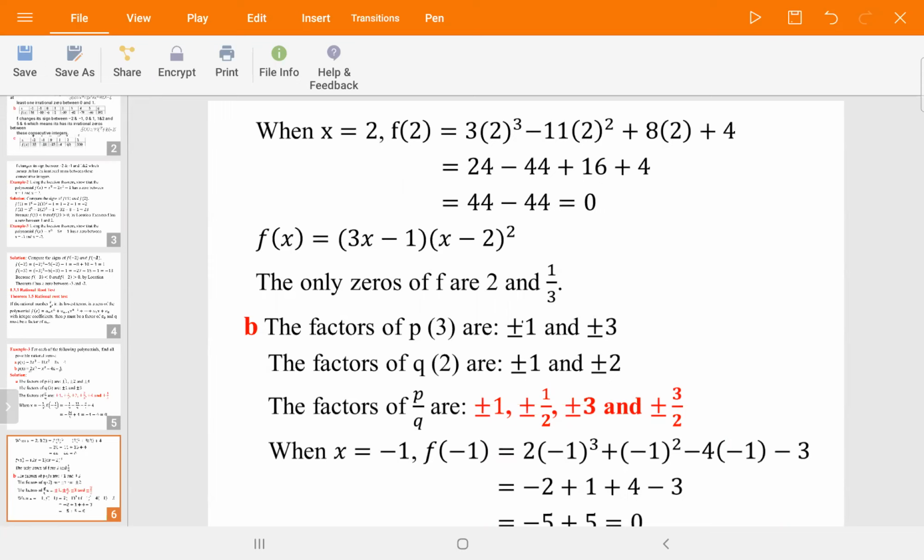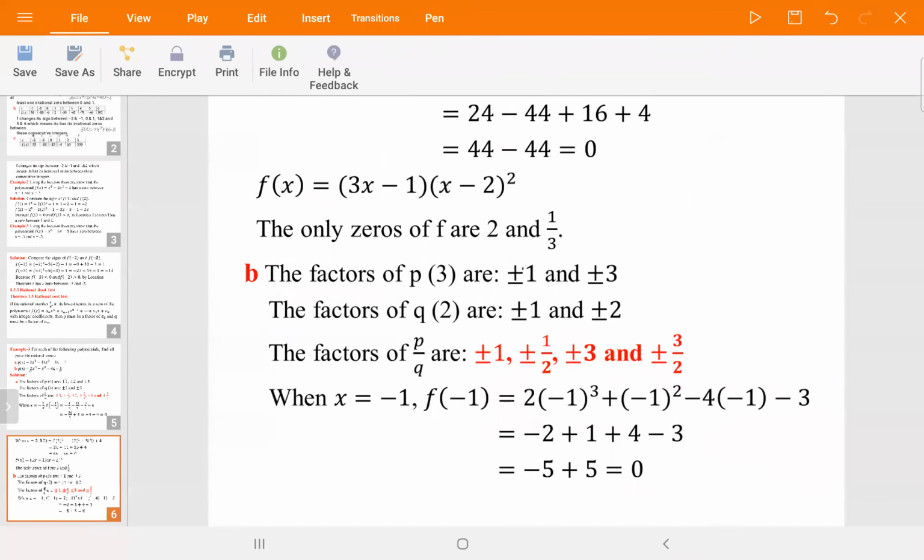So if this polynomial has any rational zero, it must be from among these 8 numbers. There is no other rational number which can make this polynomial f equal to 0. Now, evaluate this polynomial f at x equal to 1 and minus 1, because among the factors of p over q, the simplest numbers are plus or minus 1.